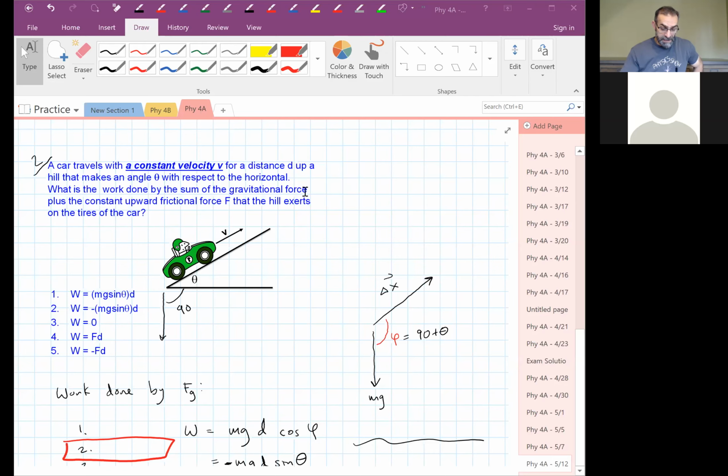So of course, this object is moving at constant speed. It tells us, right? You have to be careful when you read these problems. Constant speed. So that means that there can't be any net work being done on it. And the only two forces that are acting on it in the direction of motion are the friction force up the incline and gravity down the incline. So the sum of the work done by those two forces would have to be zero, because it's moving at constant speed. So let's take a look at that in a little more detail.